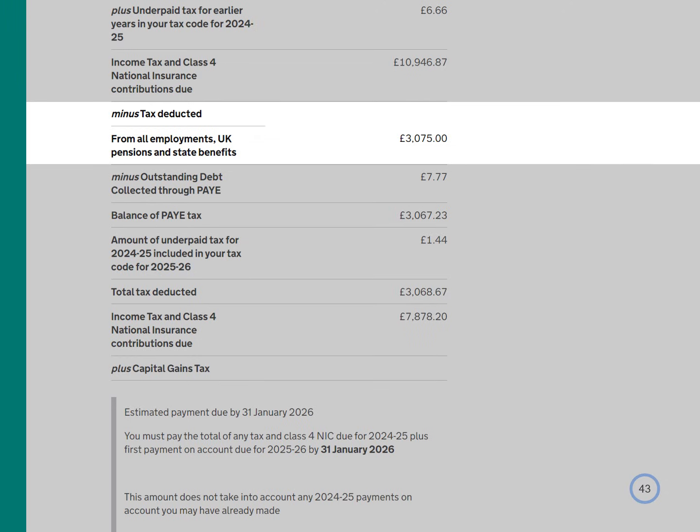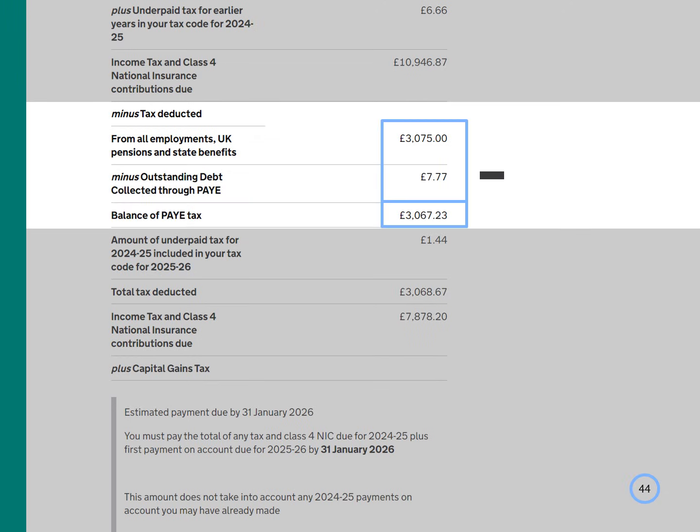Your calculation then shows the amounts of tax you've already paid during the year from employments, UK pensions and state benefits. Any amount of outstanding debt that was collected through PAYE in the year is then taken off the tax you paid. The outstanding debt is included in the PAYE tax you paid this year, but it's for an earlier tax year. So it needs to be taken off the amount you paid as it's not tax due for this year. This leaves the balance of PAYE tax you've already paid in the year.